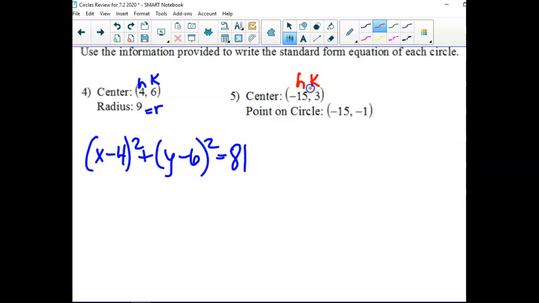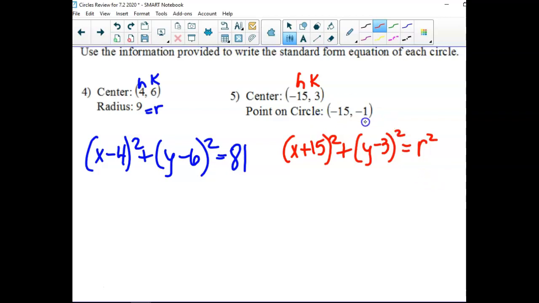This is h and k. We could use the distance formula, but I'm going to teach you to cheat, okay? So we're going to go x minus what, or plus what? The center, so plus 15. And then y minus 3 quantity squared equals r squared, right? But to finish, we need to figure out what r is.